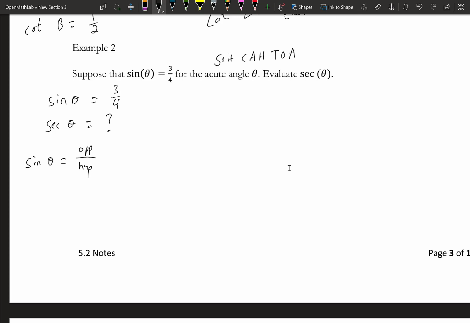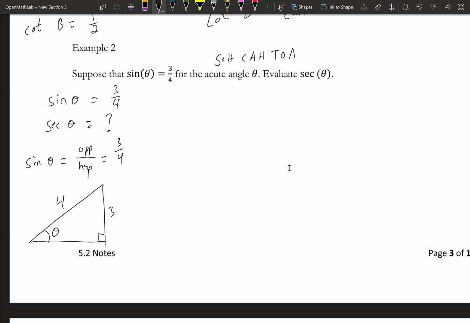If I start to draw a picture of this, let's say this is theta. So this was equal to 3/4. So the opposite of theta was 3. The hypotenuse was 4, right?